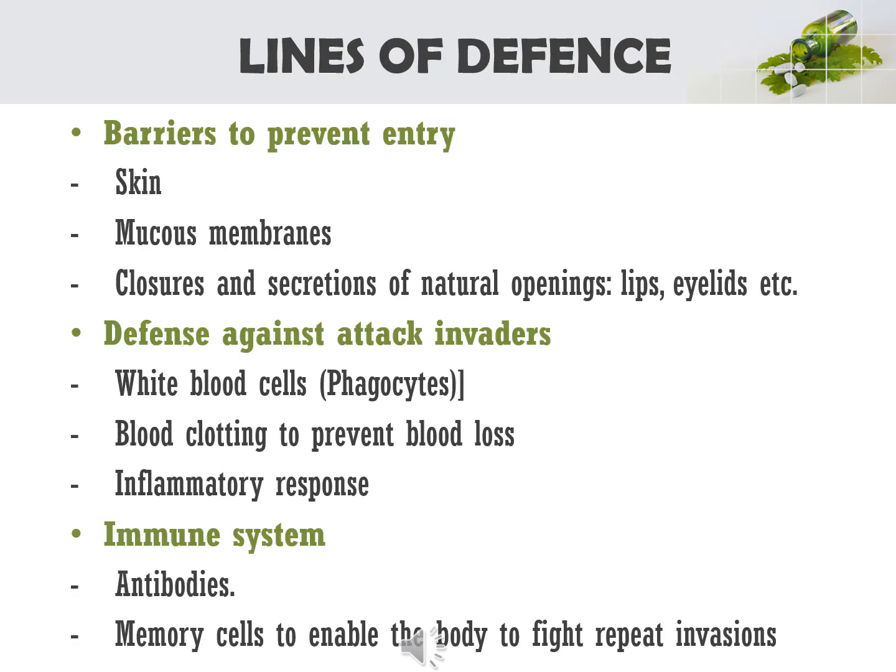The human body has a remarkable defense system designed to protect us from harmful invaders. The first line of defense includes physical barriers, such as the skin and mucous membranes, which act as shields. Next is the second line of defense, where mechanisms like white blood cells, blood clotting, and inflammation work together to fight infections. Finally, the third line of defense is the immune system, which creates antibodies and memory cells, equipping the body to handle repeat invasions effectively.